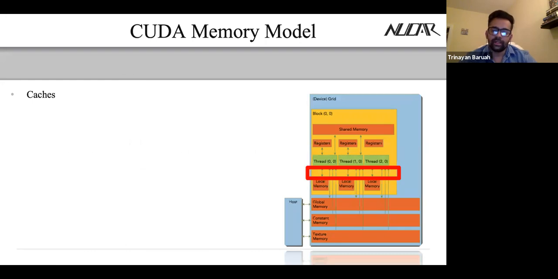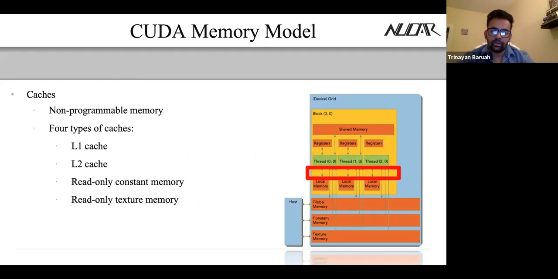Let's talk about caches again. First of all, you cannot program the cache. You can program the shared memory, but the caches are handled by hardware. There are 4 different types of caches on the GPU. The first is the level 1, which is the closest to the core. Then we have level 2, which is shared between the cores. And then we have 2 special types of caches called read-only constant memory and read-only texture memory.